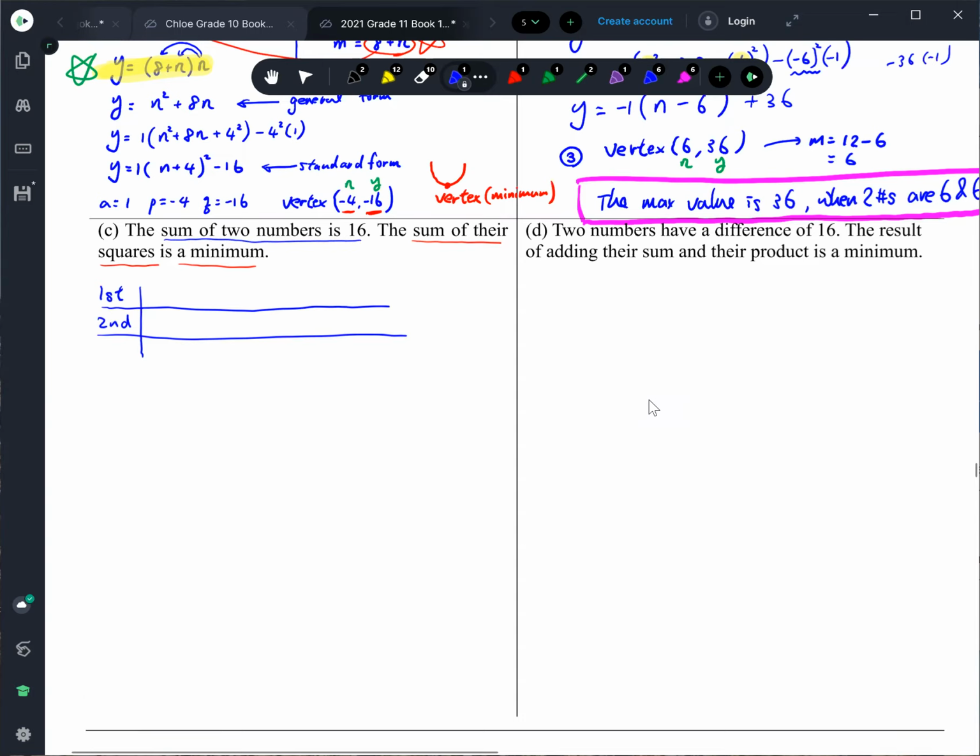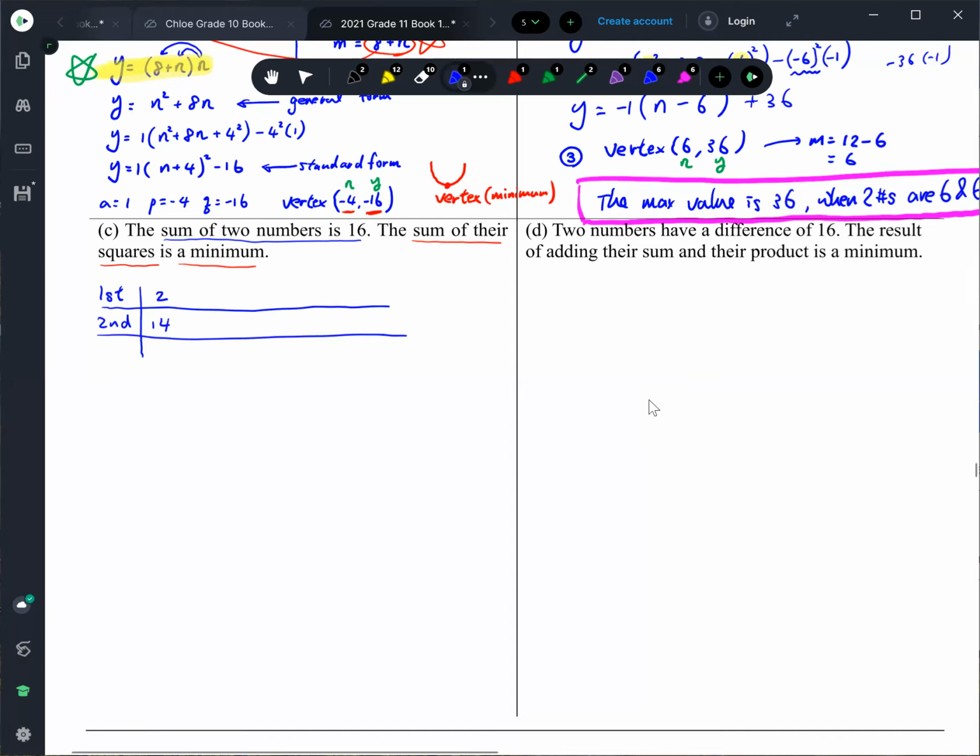So can someone give us an example? Two numbers, they have a sum of 16. Okay, Bernice? Just a random number. 2 and 14. Okay, very good. 2 plus 14 give you 16. So let's start with that.